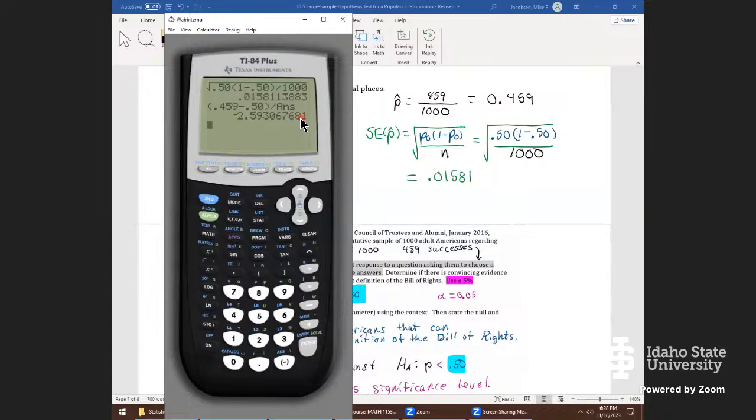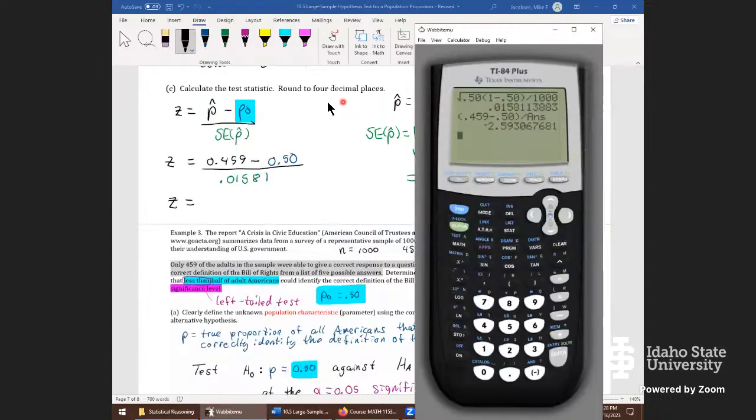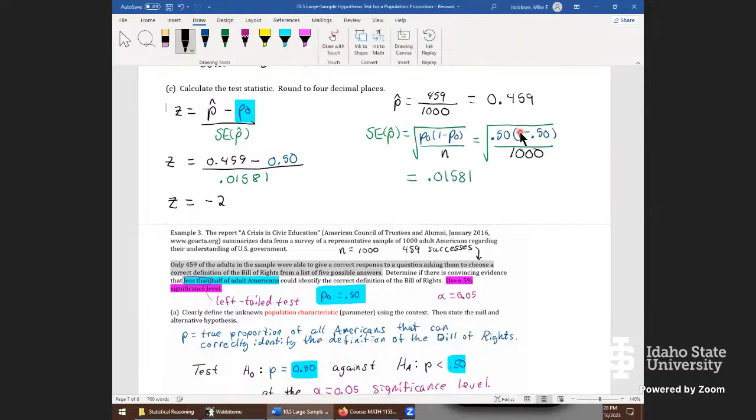There's no actual rounding. So we have, let's see, to 4 decimal places, our test statistic z is negative 2.5931 after rounding. And that's a lot of standard deviations. It's getting close to about 3 standard deviations that p hat, our data, is away from the null hypothesis statement. So we are almost assuredly at this stage rejecting the null hypothesis.